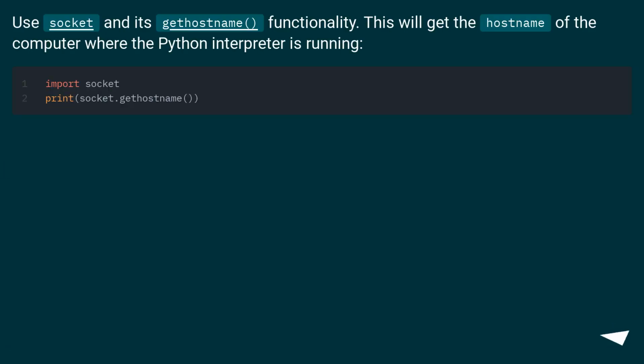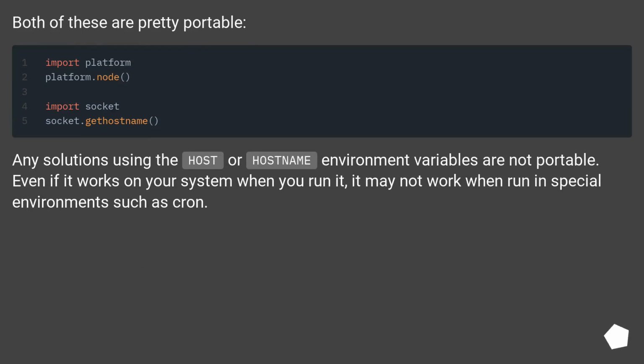Use socket and its hostname functionality. This will get the hostname of the computer where the Python interpreter is running. Both of these are pretty portable.